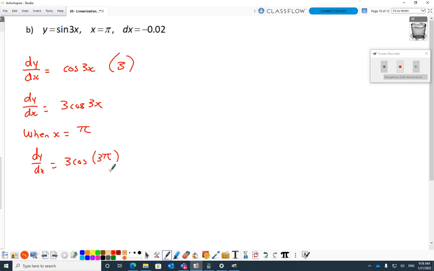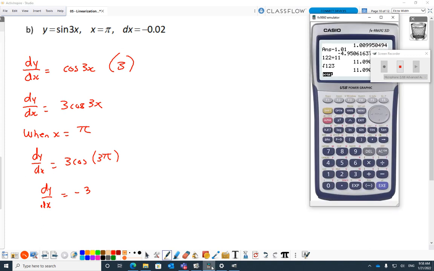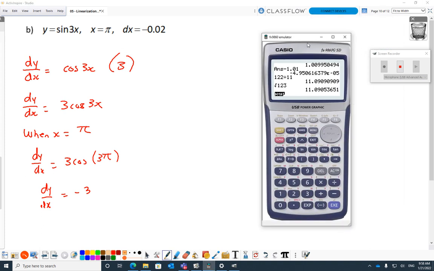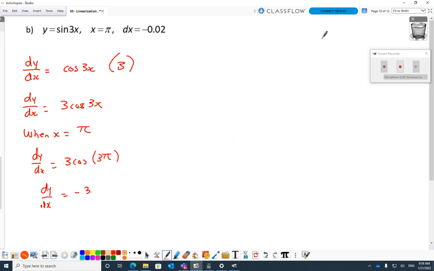You don't have to. You can use your calculator to check these things, of course. Ooh, am I in radian mode? I am in radian mode. Good. So then I go, what was I doing? 3 cosine bracket 3 pi, negative 3. Okay, so I've got my dy by dx at that particular value. You should be completely unimpressed by that point. You're like, that's the same derivative we've always been doing. dy by dx is negative 3.